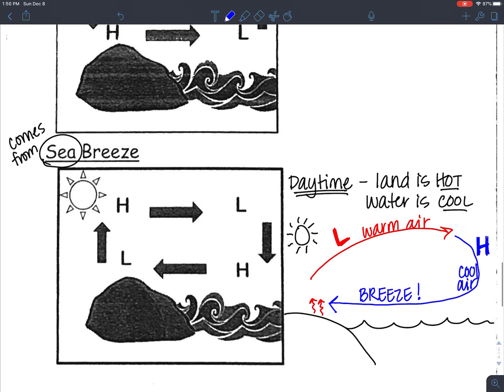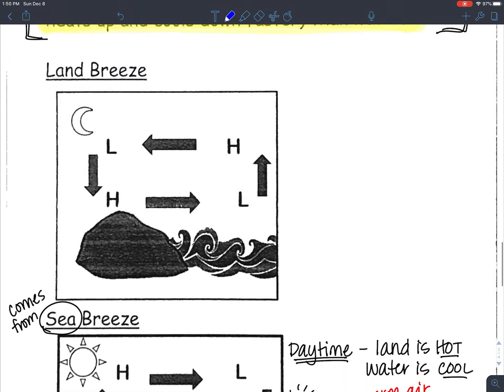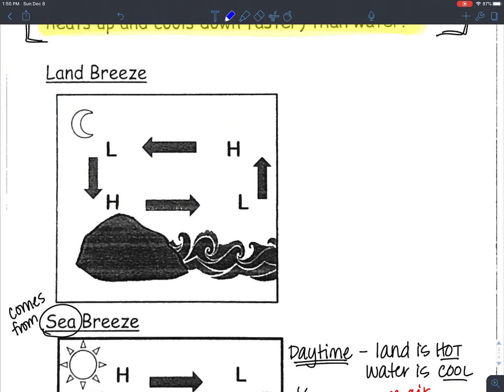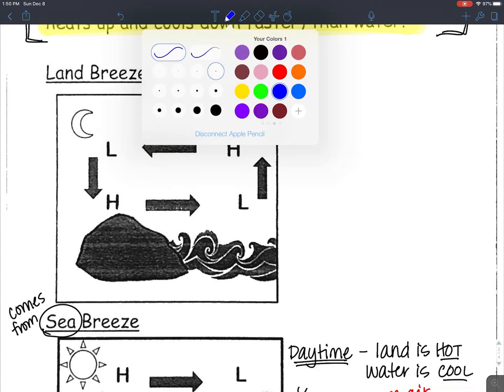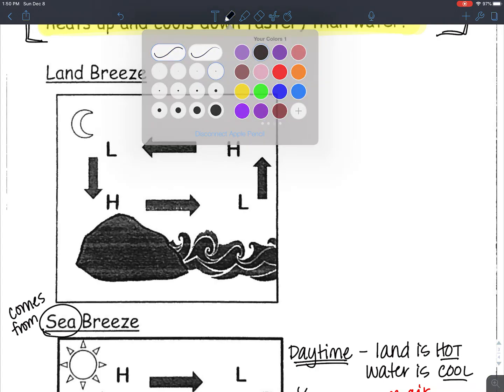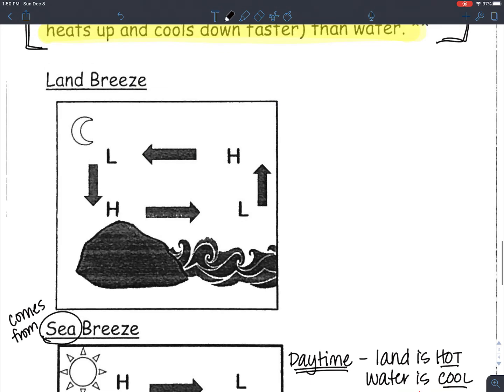Let's talk about land breezes. So I'm going to zoom in here. What do you notice about land breeze? Let's circle the word land here. Where would the breeze come from if it's a land breeze? Good, it comes from the land. So what do you notice about the time of day of a land breeze? Good, it's nighttime.